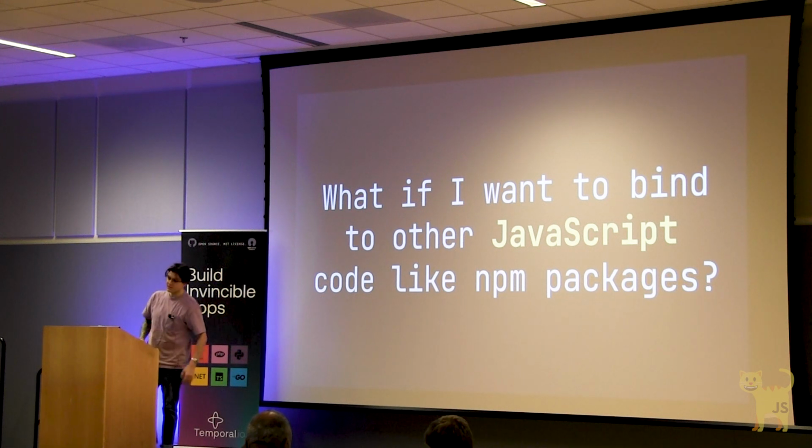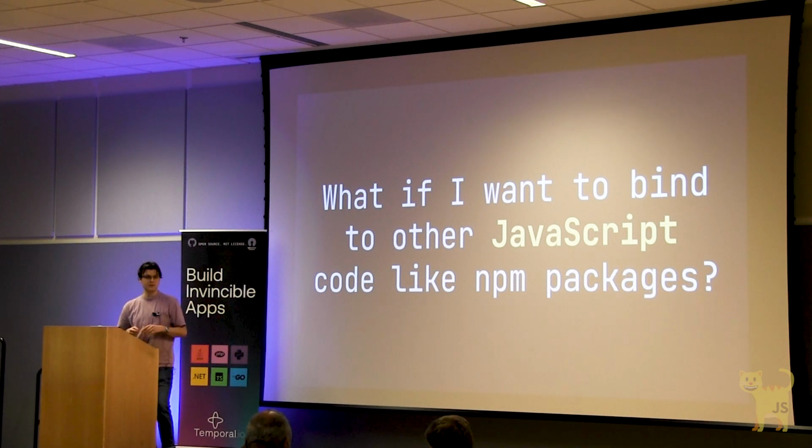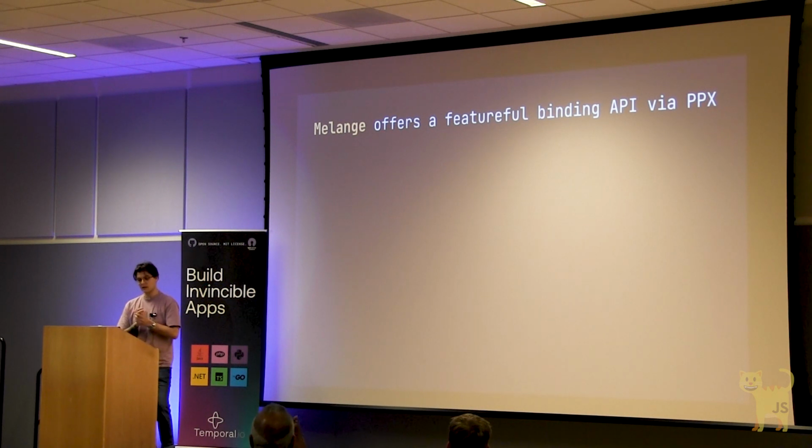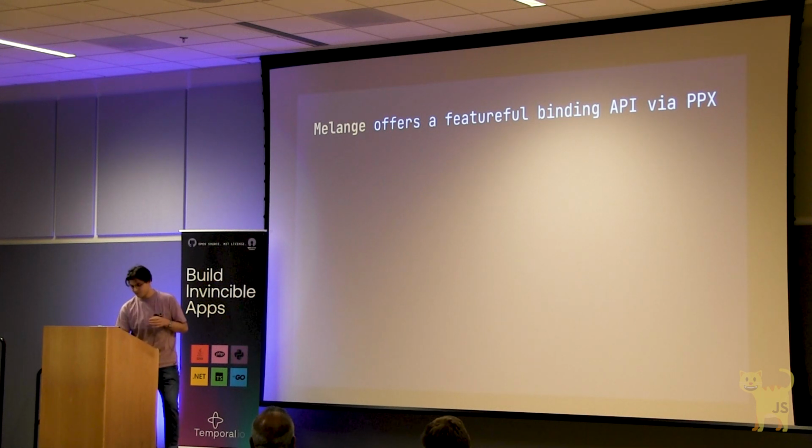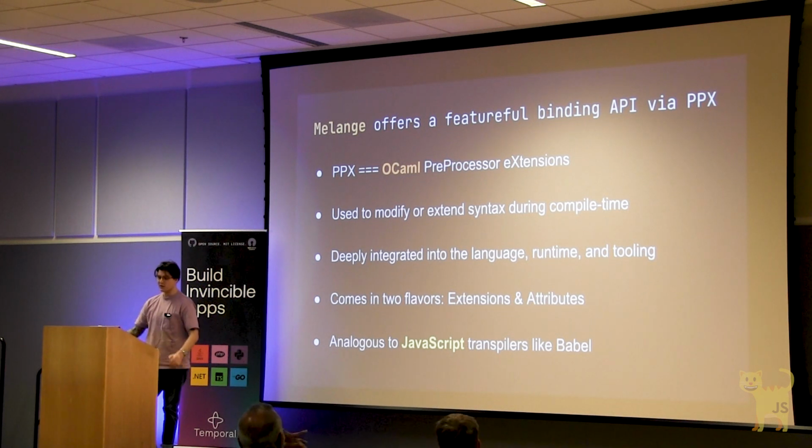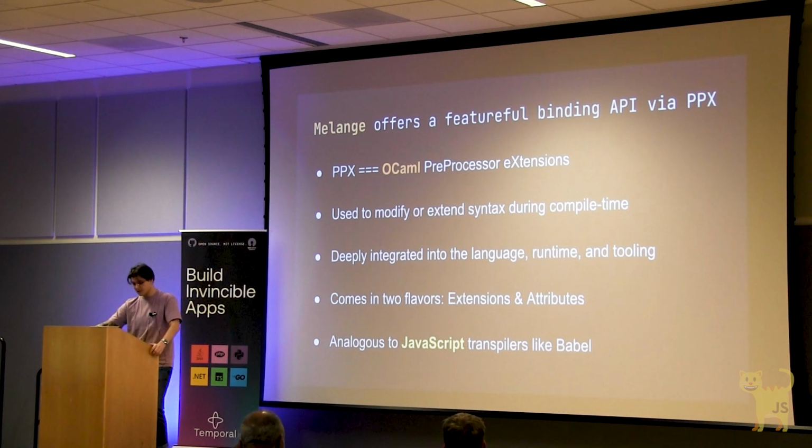So what if you want to bind to other JavaScript code like NPM packages, or maybe you have some other JavaScript you've written locally that you want to bind to? Well, Melange has a featureful binding API via this thing called a PPX. PPXs are basically just OCaml and Reason's version of macros. So PPX stands for OCaml Preprocessor Extensions. Basically, it runs code at compile time to generate other code.